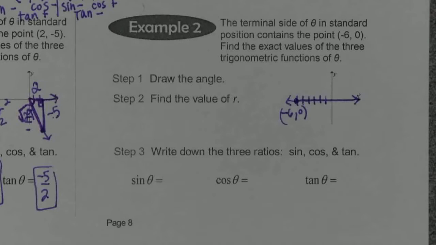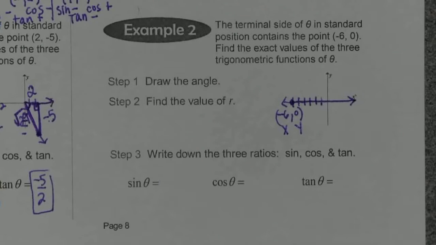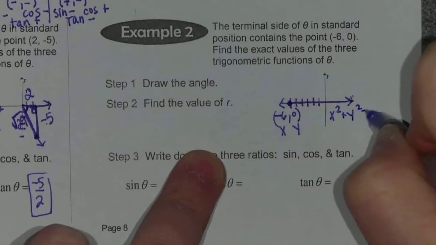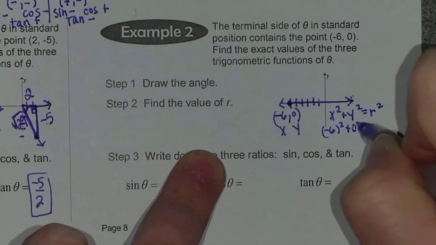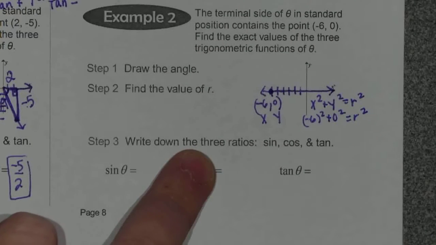So tell me this. Can I draw a triangle? No. But I do have an x value and I do have a y value. And if I did x squared plus y squared equals r squared, could I find an r value? Sure I could, right? So let's do that. X squared plus y squared equals r squared. So we'd have -6 squared plus 0 squared. So what's my r value going to be then, are you saying? 6, right?